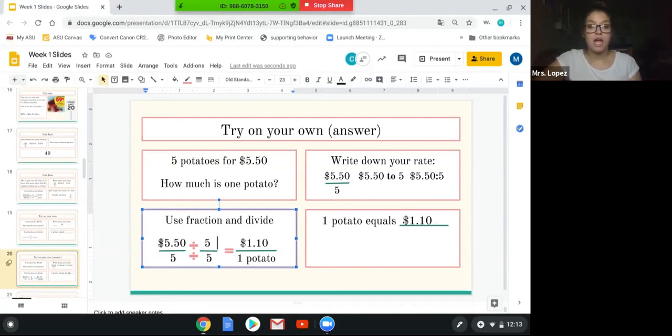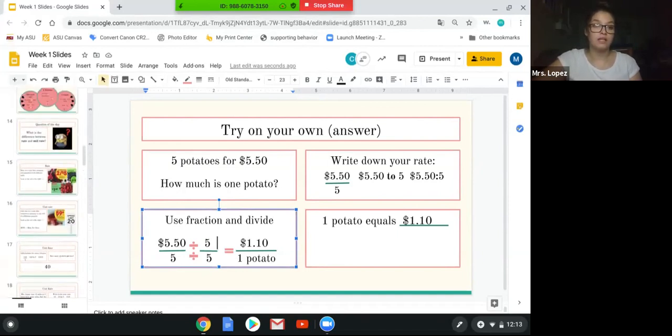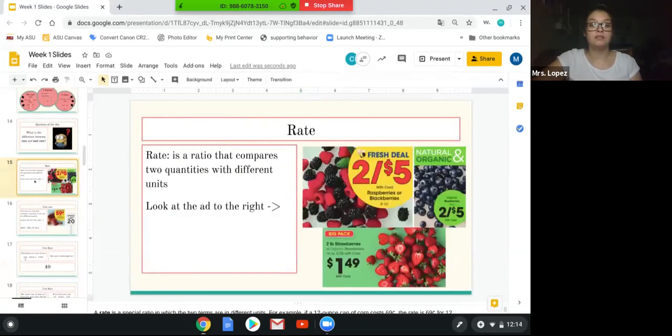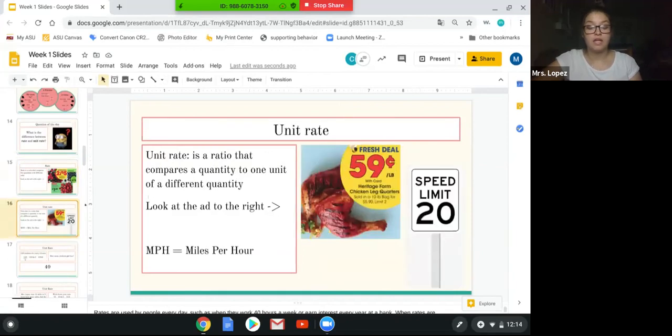So looking at your rates and your unit rates, the difference is that a rate compares 2 quantities with different units. So 6 ounces is $2.50 for these raspberries and blackberries. But the unit rate is comparing it to one thing only: 1 pound, 1 mile, 1 hour, 1 second. This is all compared to one.